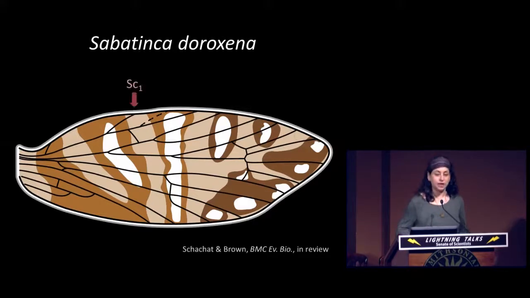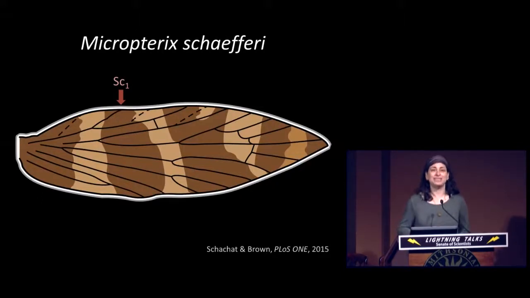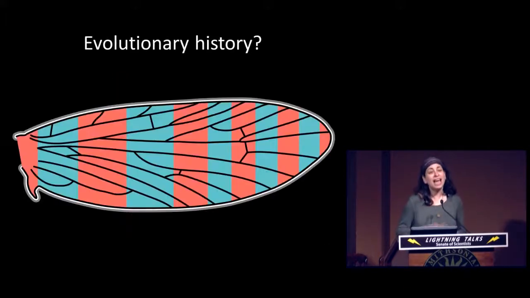wing margin. But if you focus on the vein that I've highlighted with an arrow here, the first branch of the subcostal vein, in Sabatinca, this vein is surrounded by a light brown band of color, whereas in Micropterix, this vein is surrounded by a dark brown band of color. These are very closely related species in the same family, and yet what's dark in Micropterix is light in Sabatinca and vice versa. And so this suggests that color can be misleading and should not be used to designate homologies, and is really not indicative of evolutionary history.